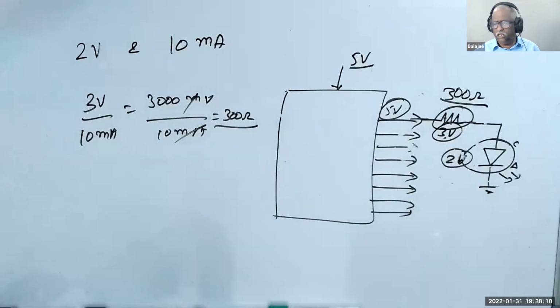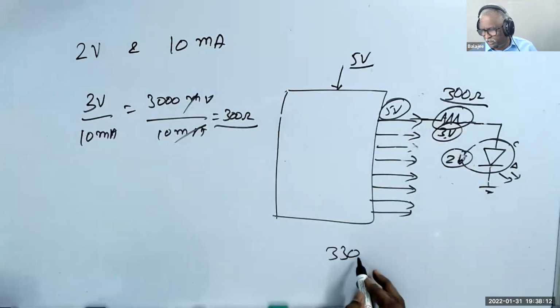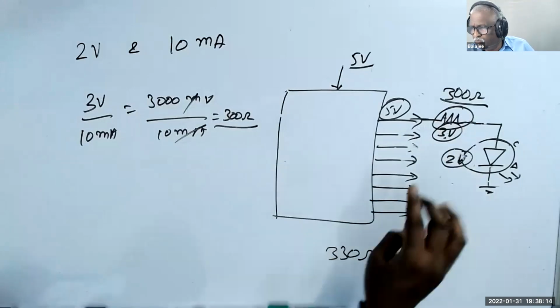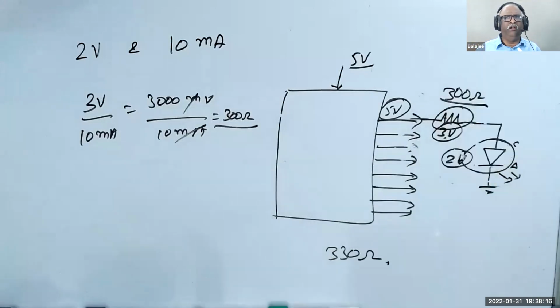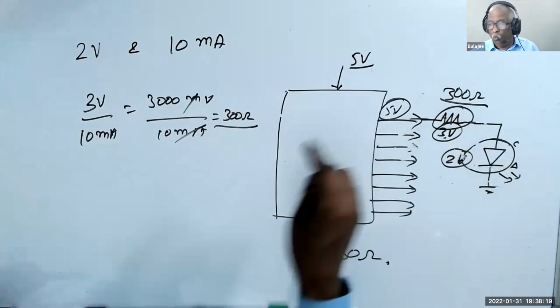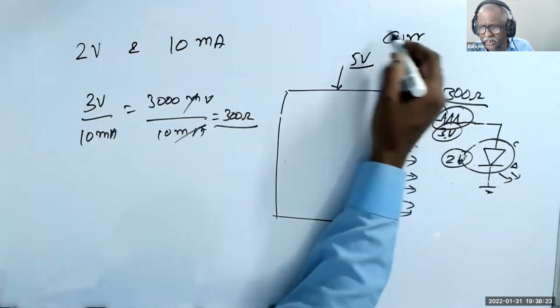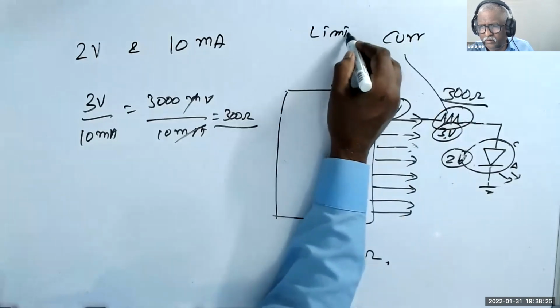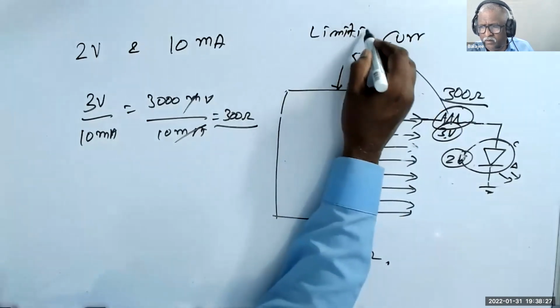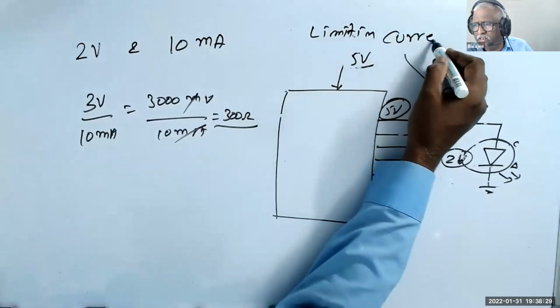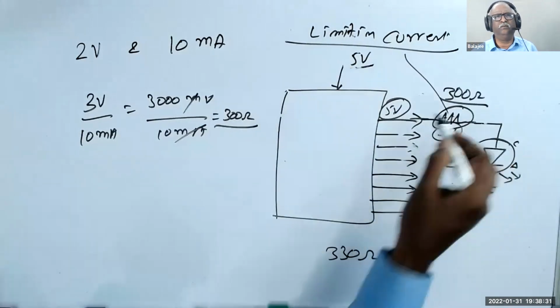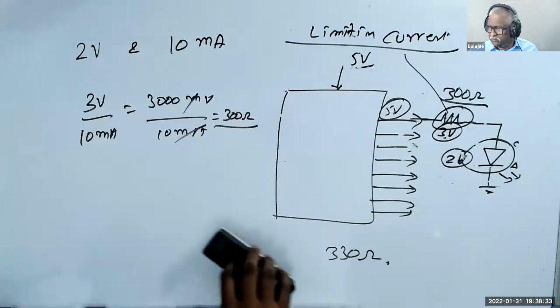But normally in the market you get 330 ohm; 300 ohm is not available. So you put 330 ohm. That's why everywhere you see an LED, there is a resistor. Why we put the resistor is for limiting current. That's the purpose of the resistor. So do you understand this?